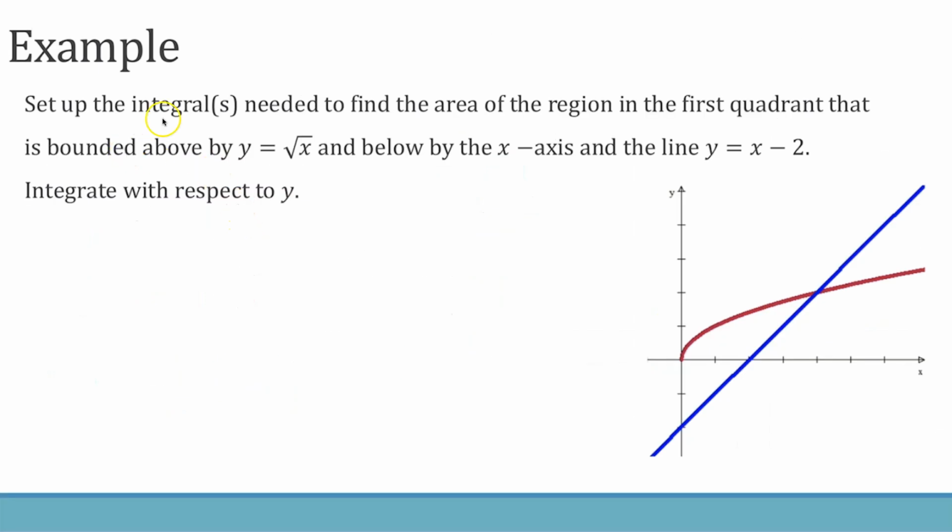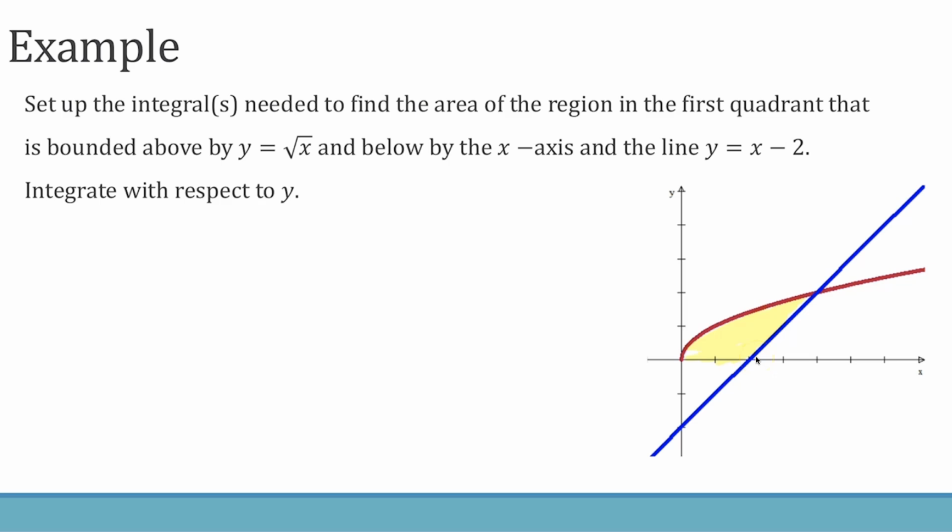What we want to do in this example is set up the integral or integrals needed to find the area of the region in the first quadrant that is bounded above by the square root of x and below by the x-axis and the line y equals x minus 2. But we're going to integrate with respect to y. Well, let's shade the region. We're talking about the region in the first quadrant, so we're really talking about this region here. And again, bounded above by the square root of x, and then below by the x-axis and by the line y equals x minus 2.